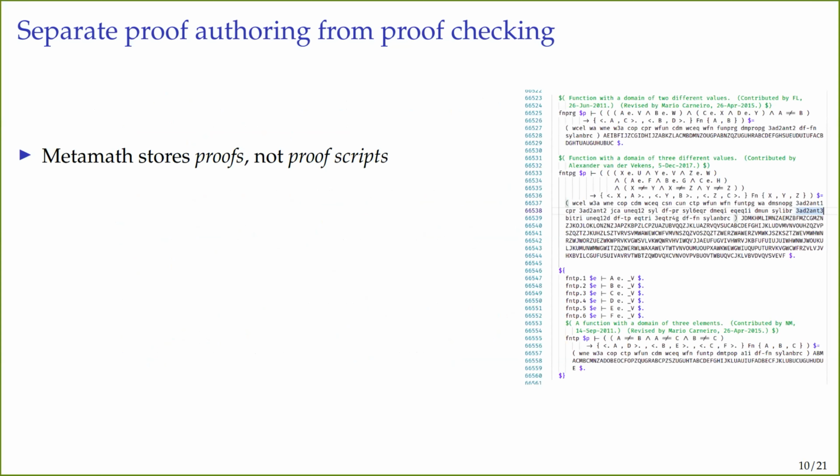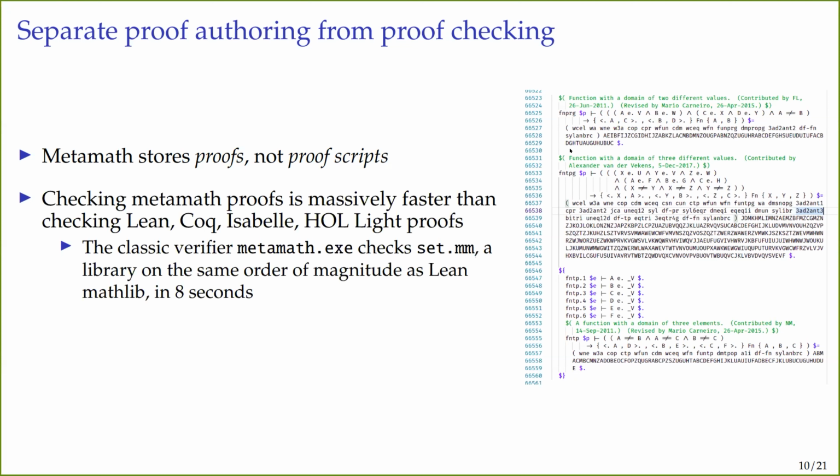The main, not the only, but the main way that MetaMath does this separation is by storing proofs, not proof scripts. And so I'm recalling here that picture of set.mm. You look at this and you wonder, where are my tactics? Well, this isn't a thing that tells you how to make the proof. This is the proof. This is actually the sequence of steps that were generated. And as a result, checking this is extremely fast.